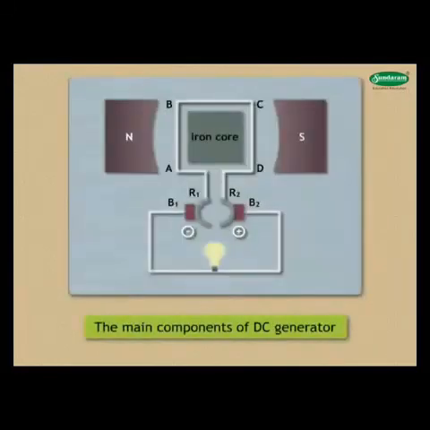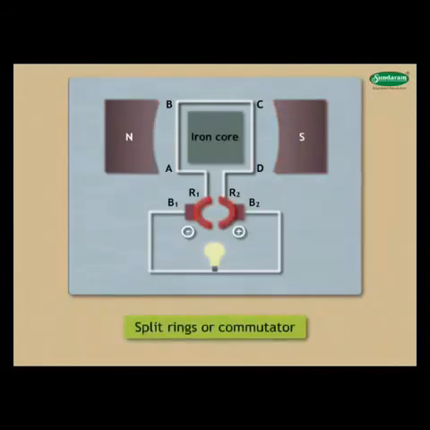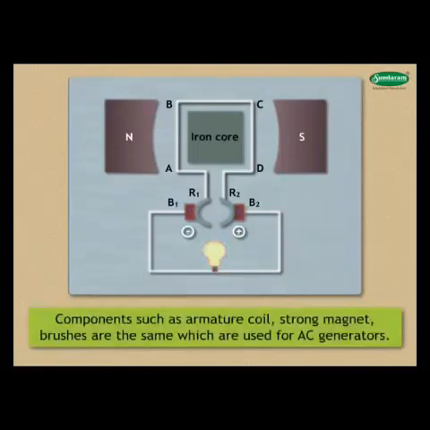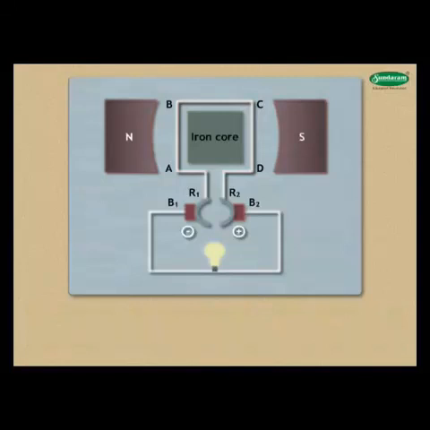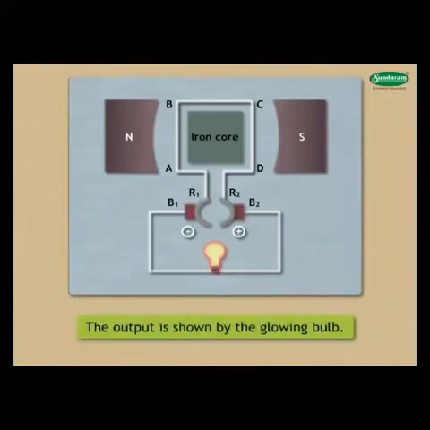DC generator or dynamo. Construction. The main components of a DC generator are: 1. Armature coil, 2. Strong magnets, 3. Split rings or commutator, 4. Brushes, 5. Bulb. The components such as armature coil, strong magnet, and brushes are the same as those used for AC generators. The split ring or commutator is the same as used in an electric motor. The output is shown by the glowing bulb connected across the carbon brushes.